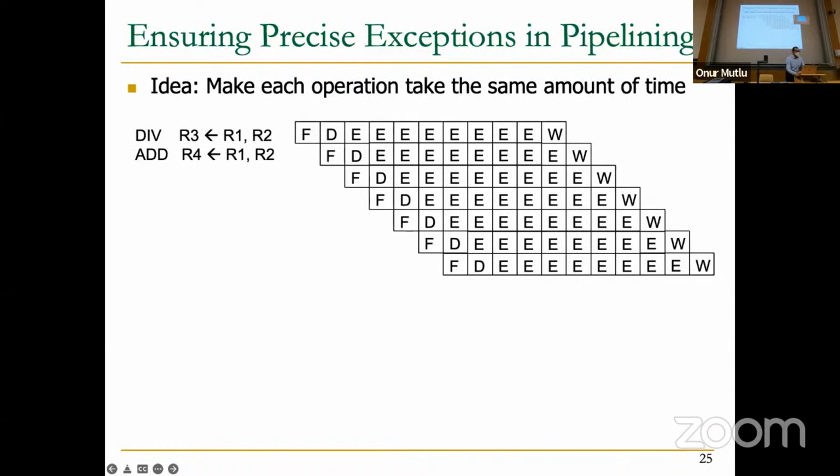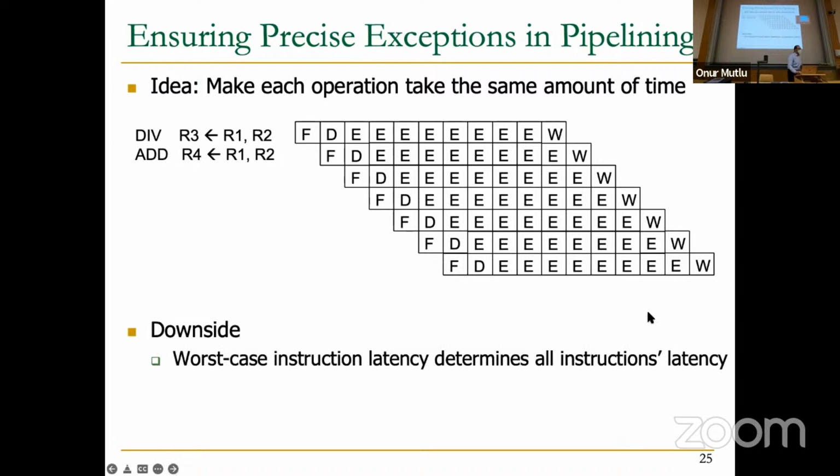Okay, you say, I'm going to make sure each operation takes the same amount of time. Divide takes 60 cycles, add operation takes 1 cycle. Yes, I can finish it in 1 cycle, but I have this nuisance of precise exceptions. So I'm going to make sure that it also takes 60 cycles. You can now see the problem with it. Yes, this solves the problem of precise exceptions. But unfortunately, there's a big downside.